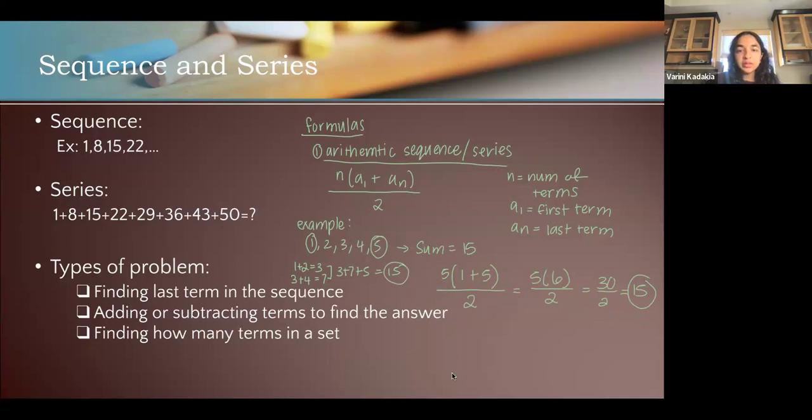Does that make sense to everyone? Yes? Okay. Any questions so far? No questions? Okay. Now I'm going to go over 2 more formulas. Let me just erase this.